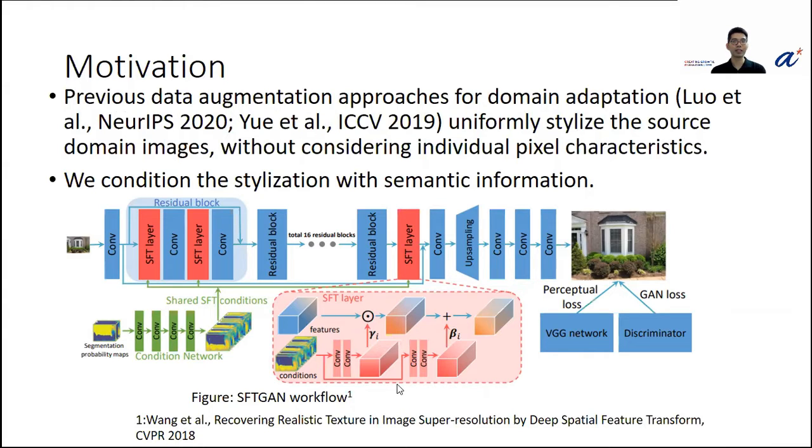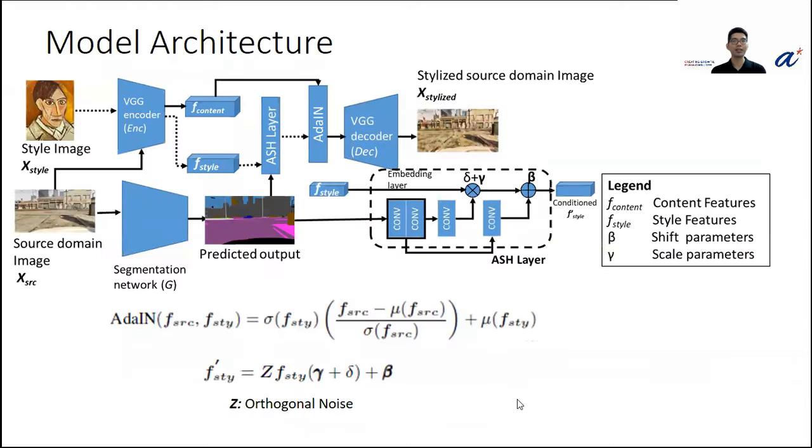Inspired by this work on super resolution as shown here, we also use the segmentation output to transform the features. This segmentation output is used to condition the transformation, as I will show in the following slide.